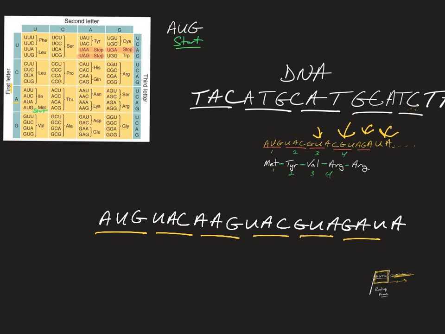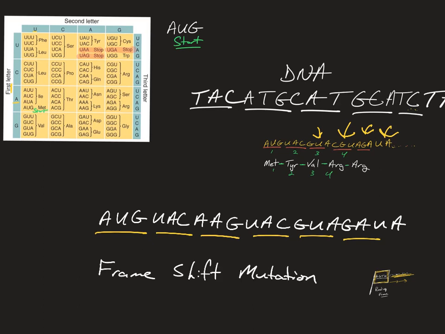If you inserted 3 here instead of AA, you inserted AAA, then GUA would have stayed the same. Because remember, it's reading what? Every 3. So if you insert something that's not a multiple of 3, you're going to change what's called the reading frame, and we call this a frame shift mutation.